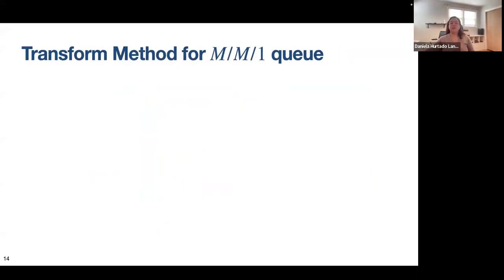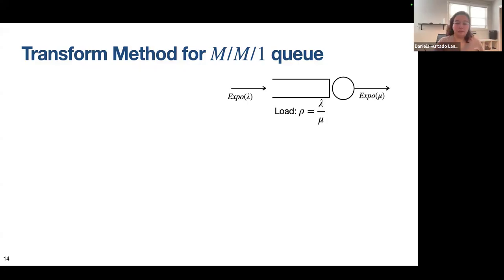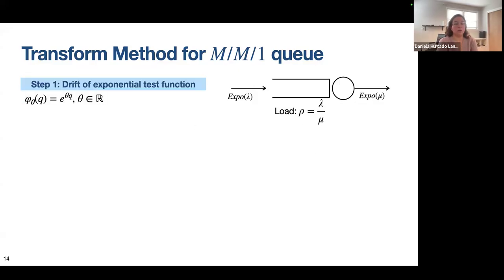So let me show you first the transform method for the simplest queue, the M/M/1 queue. That's the picture: we have a single server and an open queue. Arrivals occur according to a Poisson process at rate lambda. Service times are exponentially distributed with rate mu, and the load is rho equals lambda over mu. So we're going to look at the drift of the following exponential test function, e to the power theta q. And when I say drift, I mean the expected change in this function in small amounts of time.